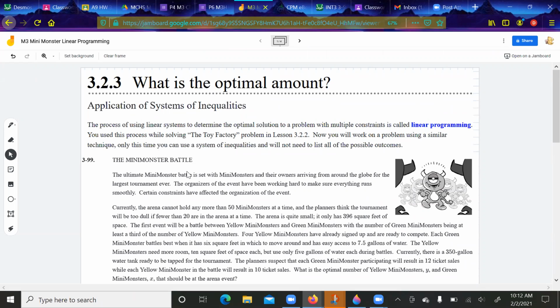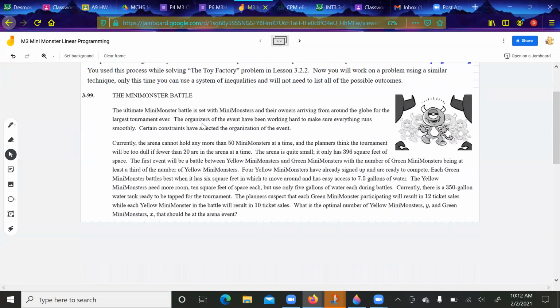The mini monster battle, let's read it here, and hopefully you've already read it. If not, here it goes. The ultimate mini monster battle is set with mini monsters and their owners arriving from around the globe for the largest tournament ever. The organizers of the event have been working hard to make sure everything runs smoothly. Certain constraints have affected the organization of the event. Here are our constraints, and we have to come up with our equations because they're never going to give you the equations or the inequalities. You have to come up with them yourself.